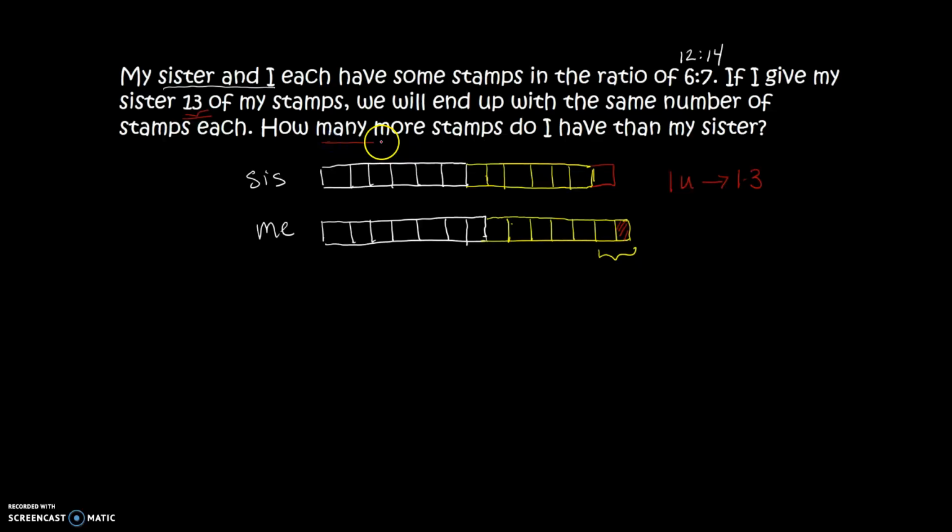Now this part right here is really confusing, okay? How many more stamps do I have than my sister? So really what we just did was kind of a hypothetical situation here. What I want to know is, in the before situation, after I found my equivalent ratio, how many more stamps did I have? So you can see back here, if you look down at this little bracket right here, that I had 2 more units, right? So 2 units is just 13 times 2, which equals 26 stamps. So originally I had 26 stamps more than my sister.